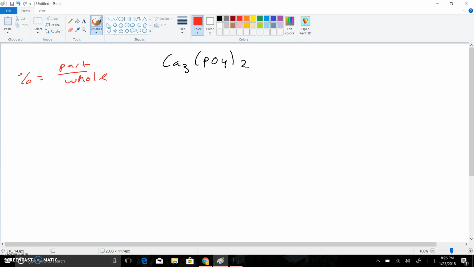So I think my first thing that I'm going to do is find the whole part. And that's what I'm going to do right here. I'm going to find the whole part. In other words, what's the molar mass of calcium phosphate, this whole compound? And that's when you look at the periodic table numbers.